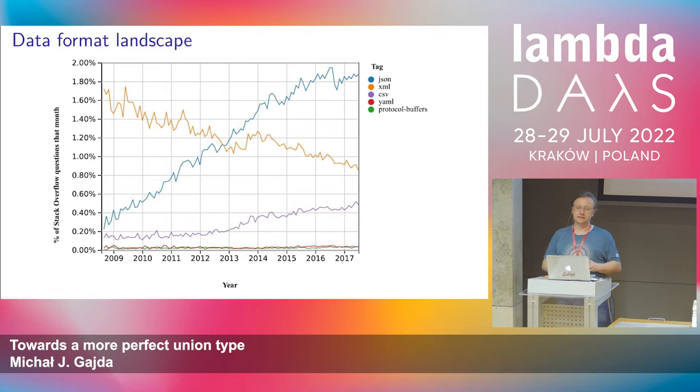So this is the current landscape of data formats in the internet. You see a strong position of XML that steadily becomes weaker and weaker. You also see that the CSV format is quite old, but is still growing in use, to the surprise of many, because it's so easy to parse and so easy to exchange tabular data in it.